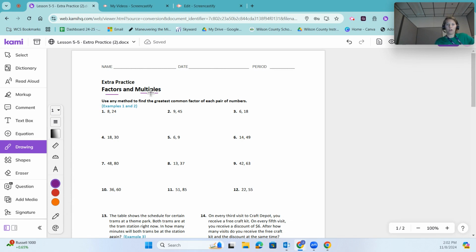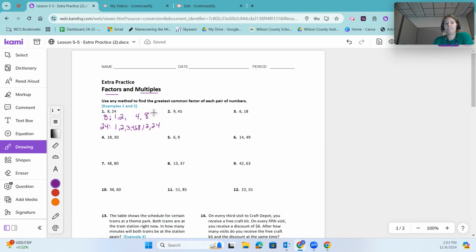So to find greatest common factor, we need to find the factors of the numbers that are listed. My factors of 8 would be 1 and 8, 2 and 4. Those are my factors of 8, all the numbers that go into 8. For 24, my factors would be 1 and 24, 2 and 12, 3 and 8, 4 and 6. So lots more factors for 24.